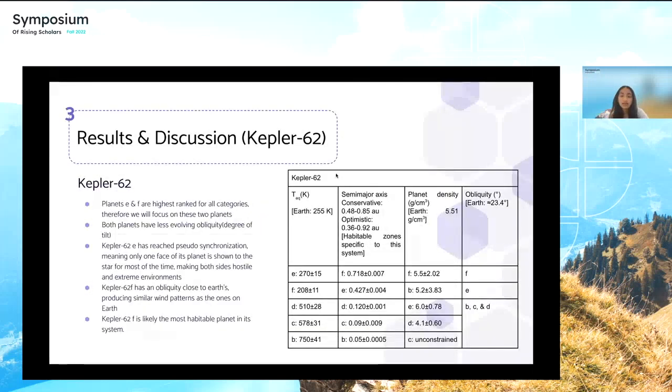So on the right here is a table that I included in my original paper, and it ranks the planets in the Kepler-62 system by habitability of each parameter. As you can see, planets E and F are highest ranked for all categories, so we focus on those two planets. Planet E has reached pseudosynchronization, which means only one face of the planet is shown to the star for most of its orbit, making both sides either very hot or very cold, which creates a hostile and extreme environment. Kepler-62f has an obliquity close to Earth's, producing similar wind patterns and climate to the ones we know on Earth. Therefore, Kepler-62f was decided to be the most habitable planet in the system.